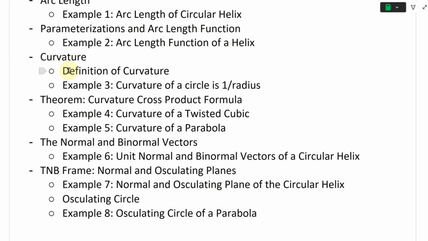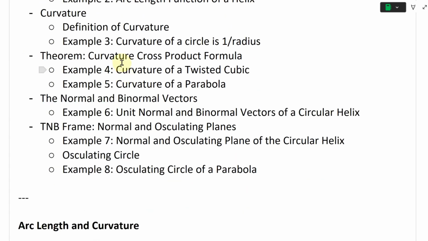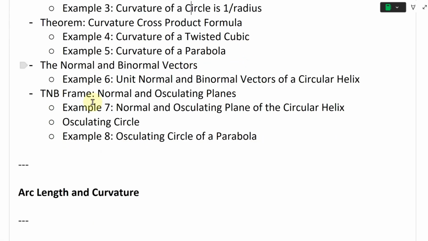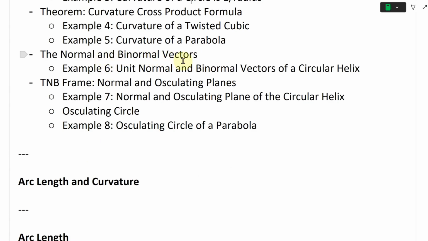And then we'll look at curvature, the definition of curvature. Example 3, the curvature of a circle is 1 divided by the radius, so we'll show that. And the theorem, the curvature cross product formula. We'll go over example 4, curvature of a twisted cubic. Example 5, curvature of a parabola. And then the normal and binormal vectors. Example 6, unit normal and binormal vectors of a circular helix.